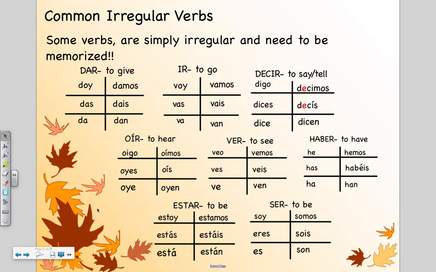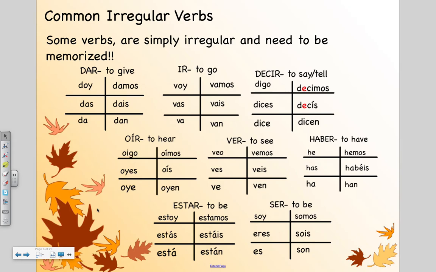Decir combines two great things into one. It's an E to I boot verb and a yogo verb. So digo, dices, dice, decimos, the E comes back, decís, E comes back again, and dicen, oh look, it's an I. Then we have oír, which has an accent in nosotros and vosotros, and a Y in tú and ellos, and it's a yogo verb in the yo form. Could this verb get any stranger? Oh, wait till you see the preterite. Oigo, oyes, oye, oímos, oís, and oyen.